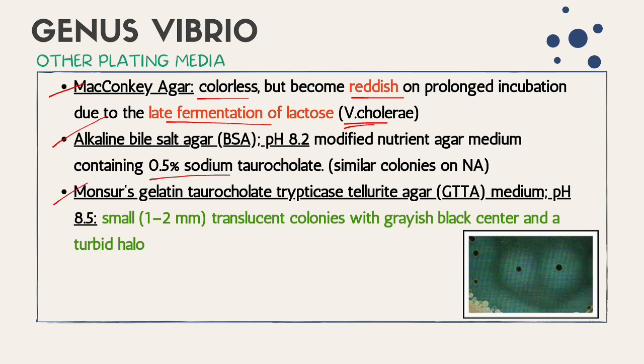Next, we have the Monsur's gelatin taurocholate trypticase tellurite agar, or GTTA. This is commonly mentioned in most of the books. So, let's study this because on this particular agar, the species of Vibrio may appear translucent with a grayish-black center and a distinct appearance of a turbid halo. So, it looks like this. The colonies are black in color, and there is a turbid halo surrounding the colonies on the medium.